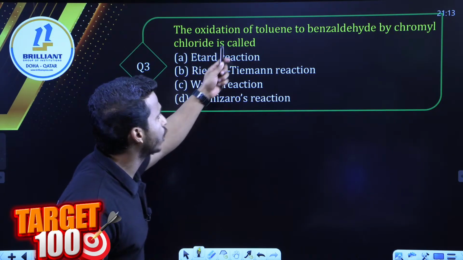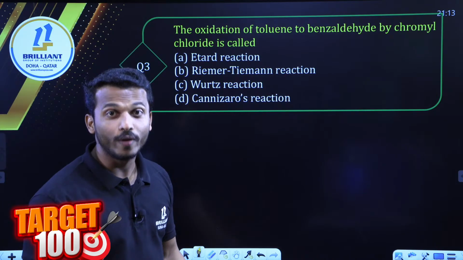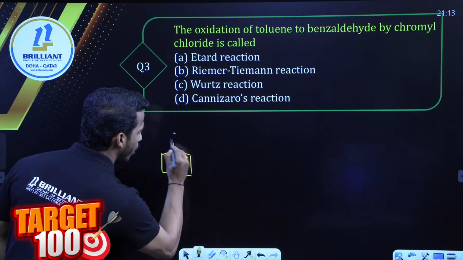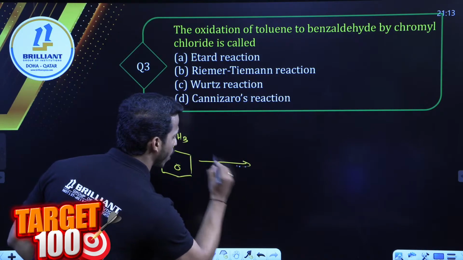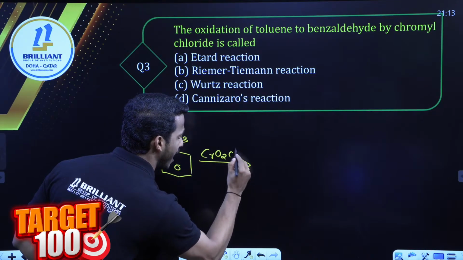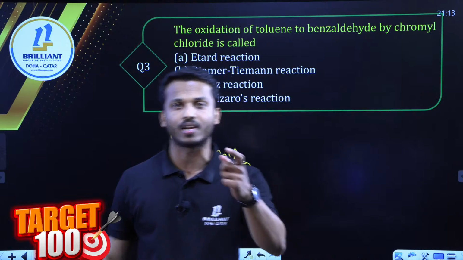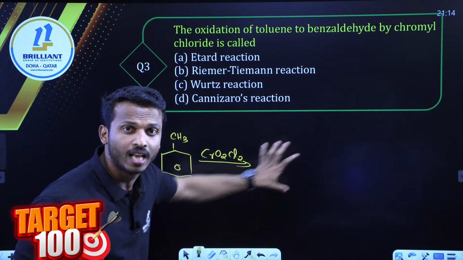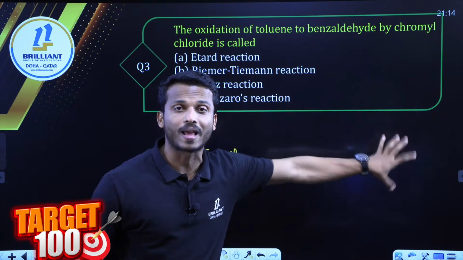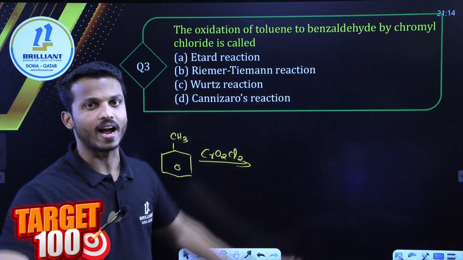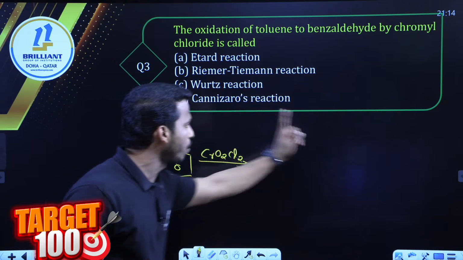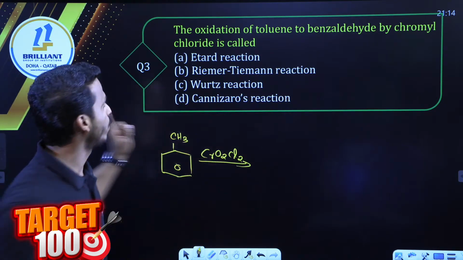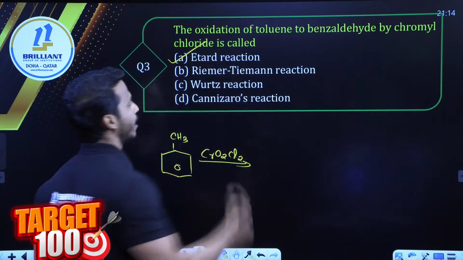You know, oxidation of toluene. You know what is toluene? Benzene with CH3. Toluene first we treat with what? CrO2Cl2. Yes, that's called what? Chromyl chloride. Yes or no? Chromyl chloride. You will get a chromium complex. That on treatment with H3O plus, you will get benzaldehyde. Conversion of toluene to benzaldehyde by treating with chromyl chloride, what we call the Etard reaction.